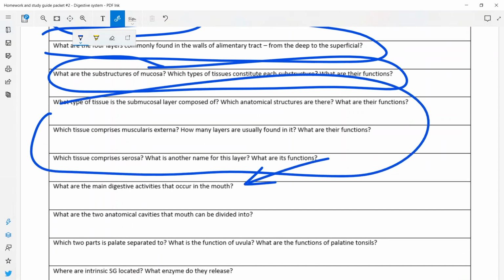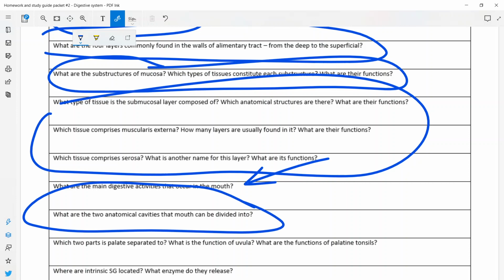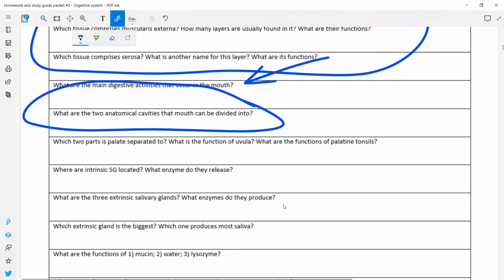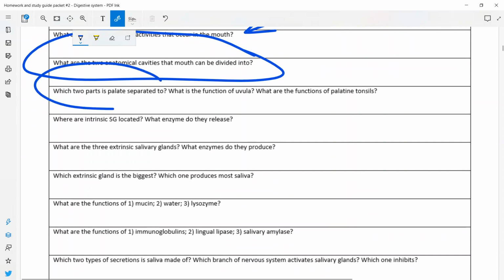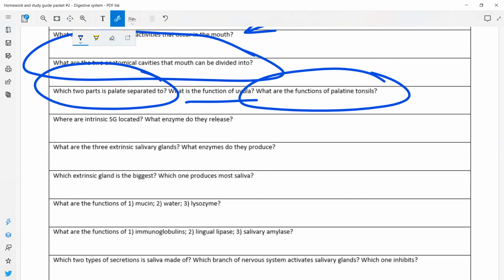Mouth: mastication, chewing, and part of deglutition. Two anatomical cavities, the buccal cavity and oral cavity. Know the difference between the two. The palate can be soft and hard. The function of the uvula is to close the nasopharynx when we swallow. Palatine tonsils carry out the immune function.